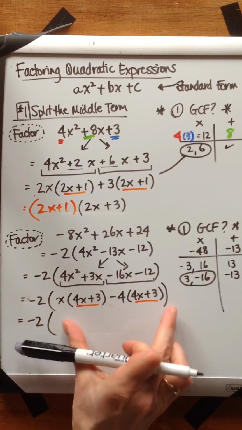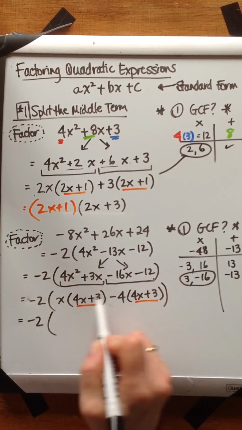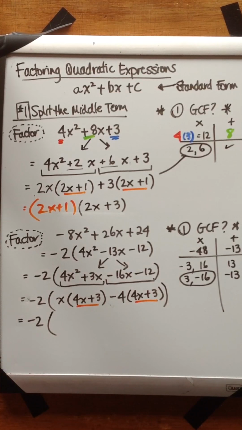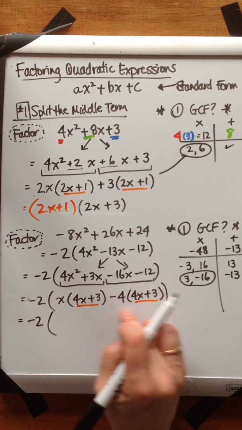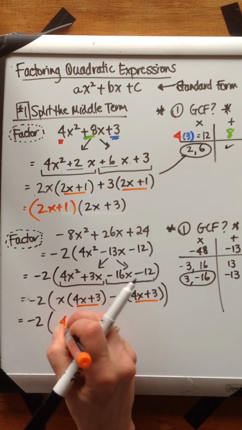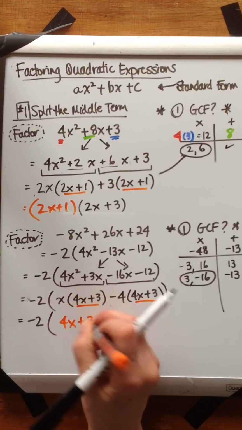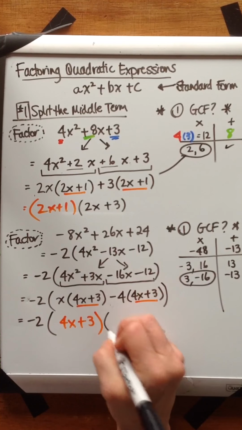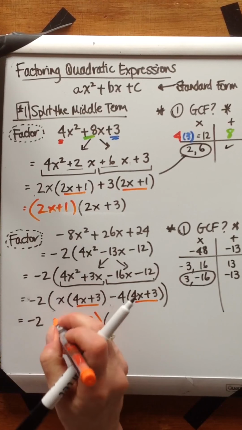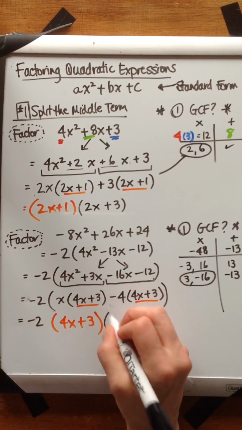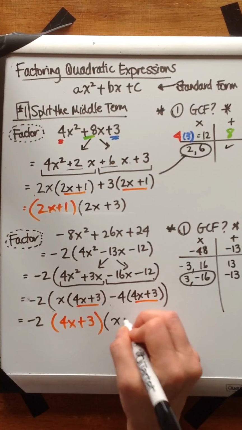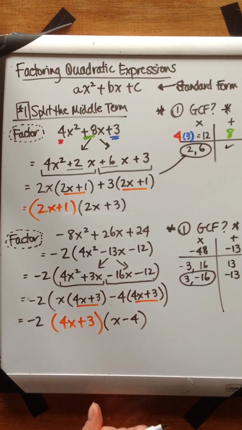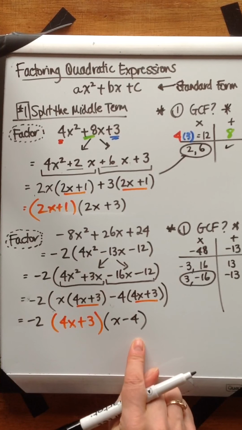So in our final step, we're going to focus on what's inside these big brackets and take this binomial out as a GCF for both of these pairs of products. So 4x plus 3 would have to get multiplied by what's left over, which is x minus 4. And there you go. You've factored it.